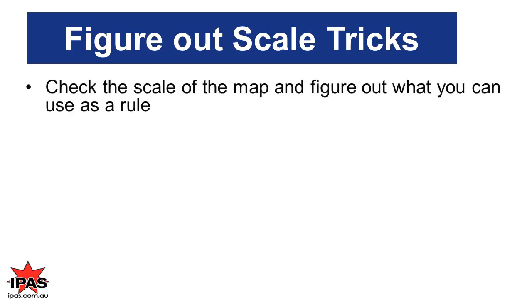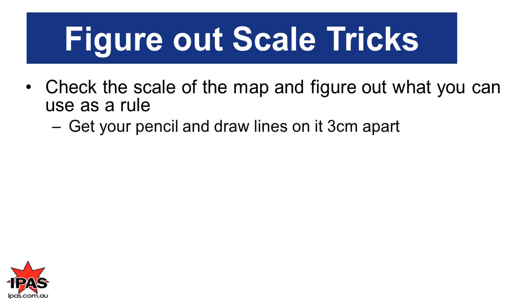Check the scale of the map and figure out what you can use as a rule. A rule is a straight edge or something similar. A great thing to use is a pencil. If you're marking on the map, a pencil is a great thing to use as a rule. So what you can do is you grab your pencil and you draw lines on it.